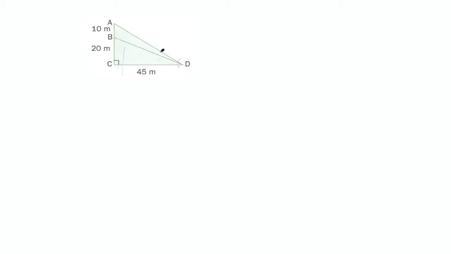So we want to find the angle here. In order to do that, let's first look at this triangle. We can figure out what this angle is, right? If I use tangent and call this x, tangent of x is just going to be the opposite over adjacent. So that's 20 over 45.